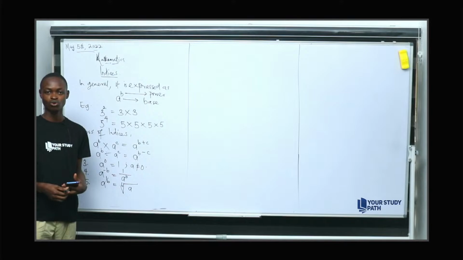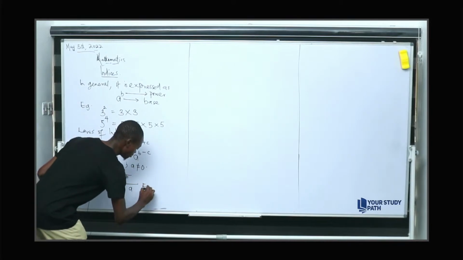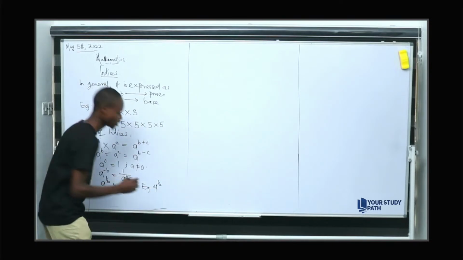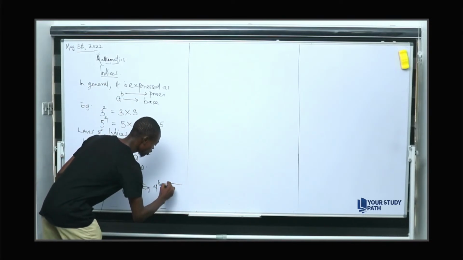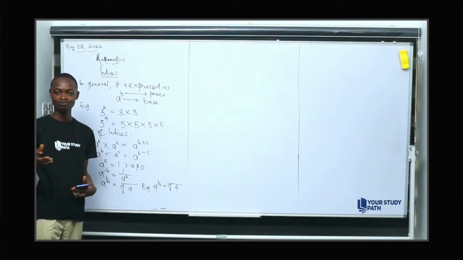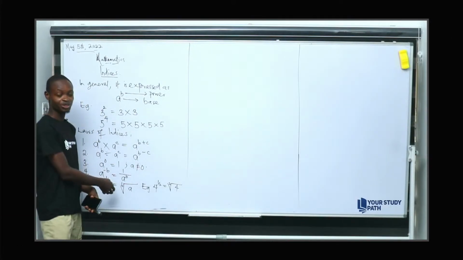That's what it means. So an example of this in simple terms so that it can be clear is if I have 4 to the power of 1 over 2. What I'm simply saying is to find the square root of 4, right? That's what the fractional power does in this case.